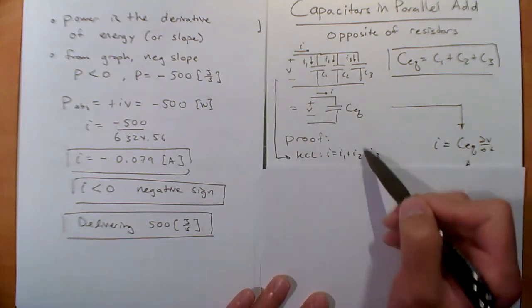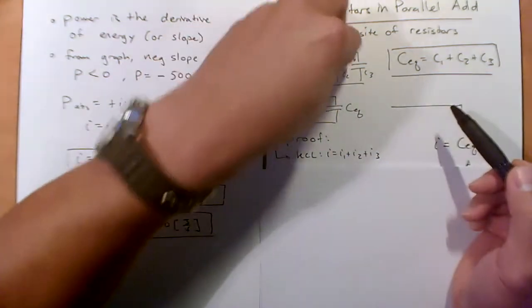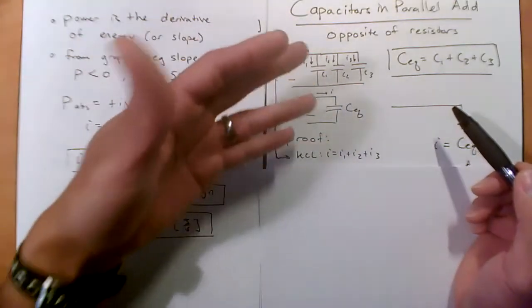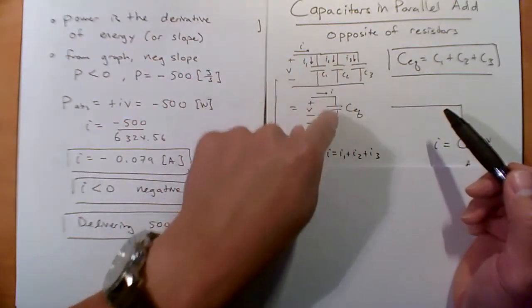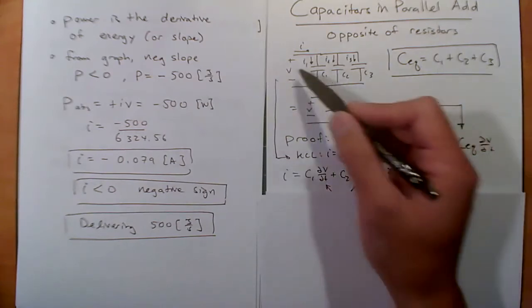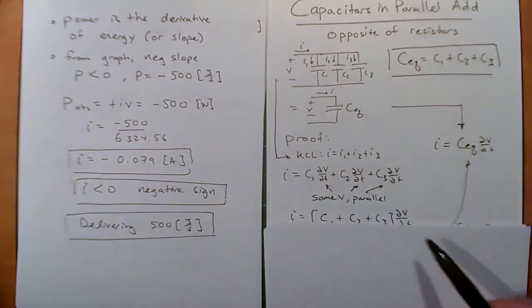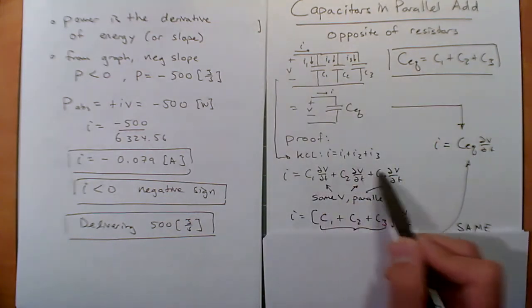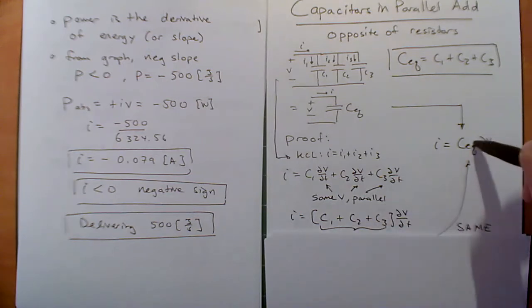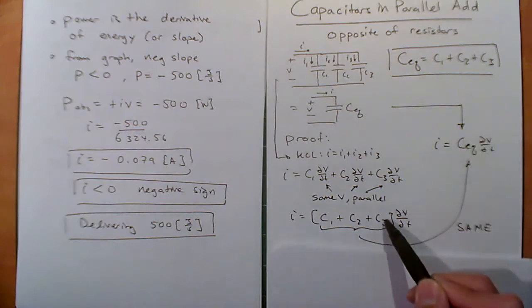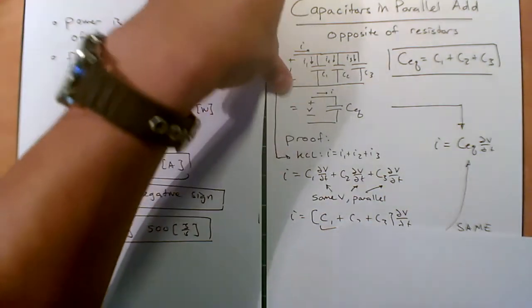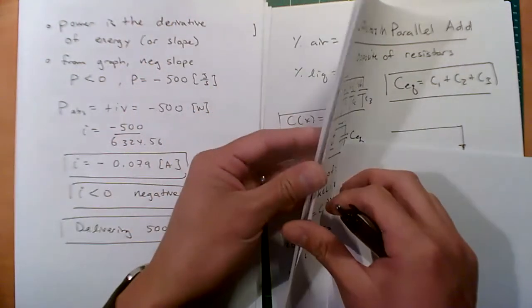We could use KCL here at this top node. We want these two to behave equivalently. Remember, same voltage and current for the same conditions. And we want these three to be represented by this one. So I could take this individual equation, punch it in for these three. By KVL, all these voltages are the same. And you can see here, I can distribute or pull out the dV/dt. If I want this equation to behave like this one, I better have C equivalent equals C1 plus C2 plus C3. So that's how we show ourselves that capacitors in parallel add up.